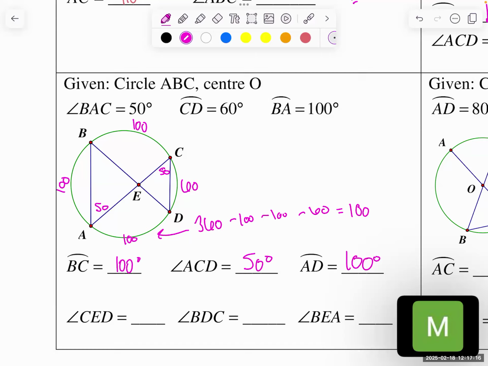CED comes from the fact that this is also 50 from this going in. And then since this is a triangle, 180 minus 100, this is going to be 80. BDC is 50. And then BEA is 80 by vertical angles.